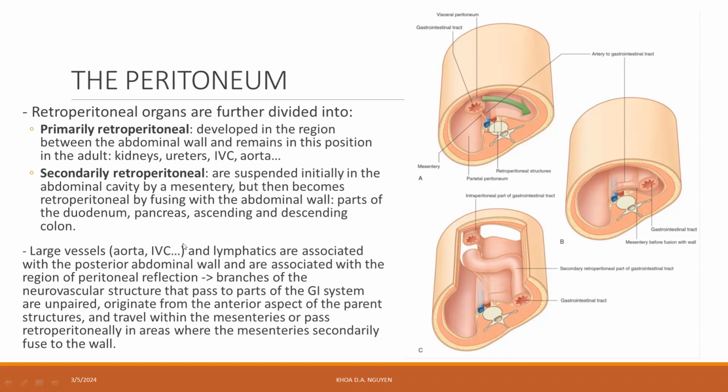Some examples include the kidneys, the ureters, the IVC, and the aorta. Now, the structures that are secondarily retroperitoneal are suspended initially in the abdominal cavity by a mesentery. So basically, they used to be intraperitoneal, but then they become retroperitoneal by fusing with the abdominal wall. For example, we have parts of the duodenum, the pancreas, and the ascending and descending colon. They are all organs that are secondarily retroperitoneal.